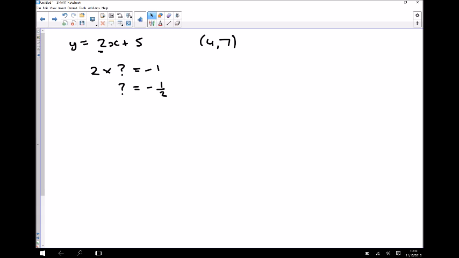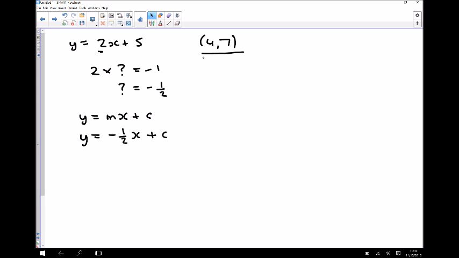I now need to look at the coordinate I've been given, (4, 7), because I need to find an equation of a line that is perpendicular to y = 2x + 5 that goes through the point (4, 7). Well, we've learned that the general equation of a straight line is y = mx + c, m being the gradient and c being the y-intercept. So we now know that y = -1/2 x + c for my perpendicular line. We need to find out what c is, the y-intercept.